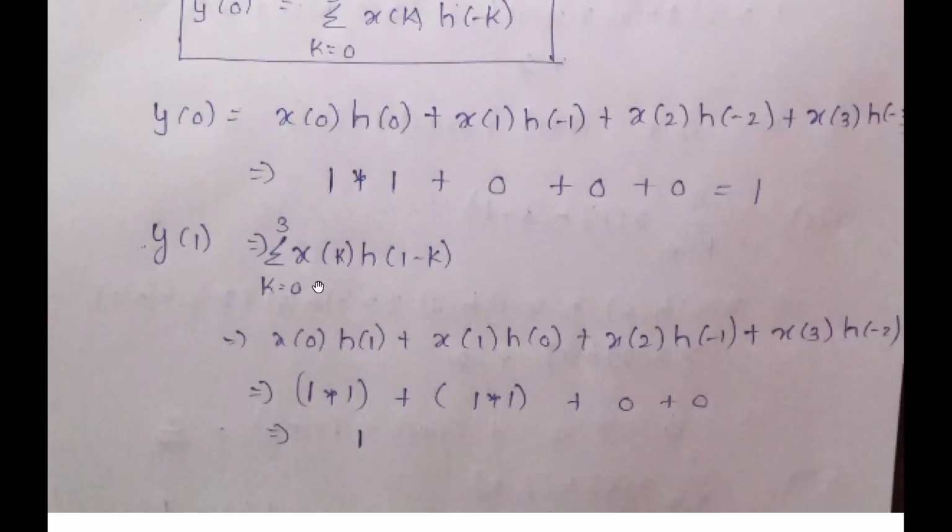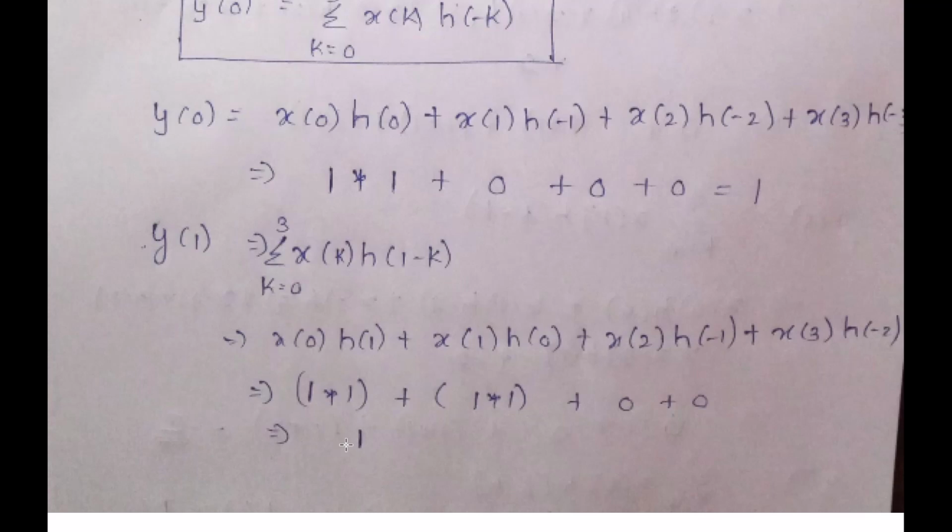The y of 1 is equal to the sum of x of k into h of 1 minus k. So my k value goes from 0 to 3. So put the value of k as 0, that is x of 0 into h of 1, because 1 minus 0 is 1. Now put k value as 1, x of 1 into h of 0. Put k value as 2, x of 2 into h of minus 1. And put k value as 3, x of 3 into h of minus 2. Try to put in all these values and try to get the answer.